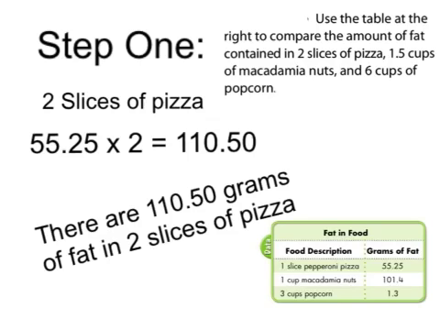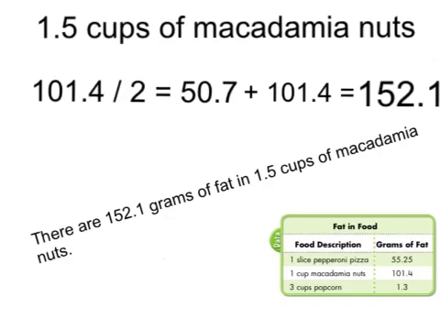First, 2 slices of pizza. Well, we know that 1 slice of pepperoni pizza is 55.25 grams of fat. So we multiply that by 2, which gets us 110.50 grams of fat. There are 110.50 grams of fat in 2 slices of pizza. So the next product is 1.5 cups of macadamia nuts.